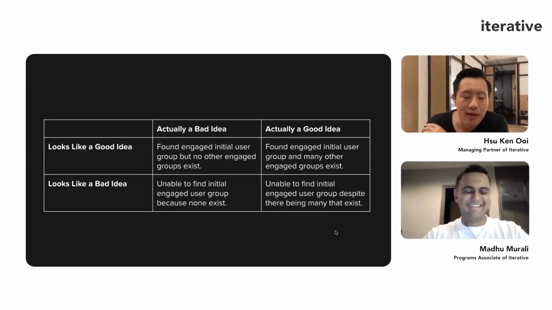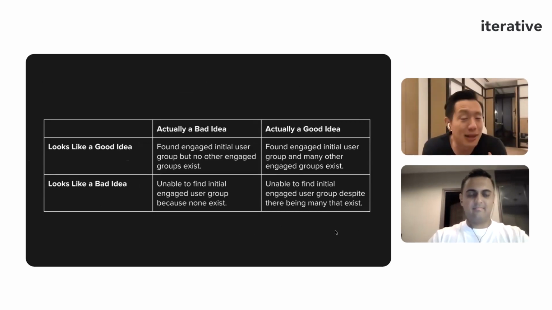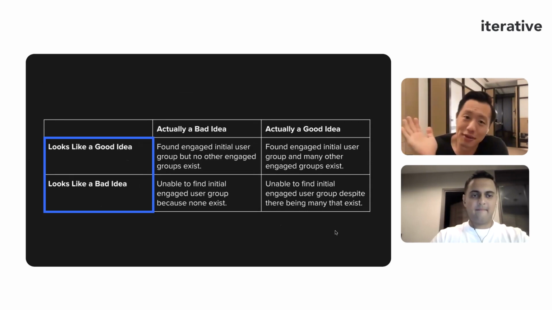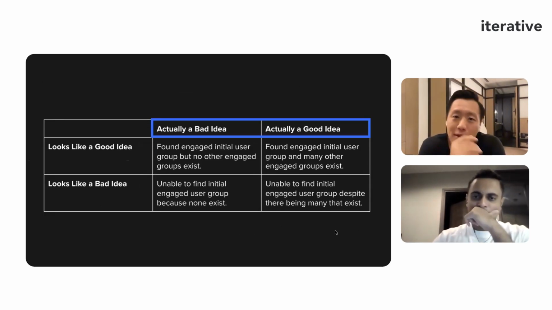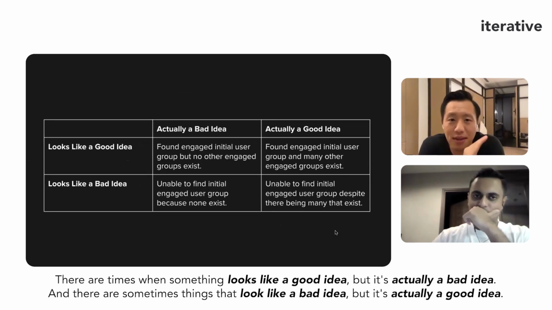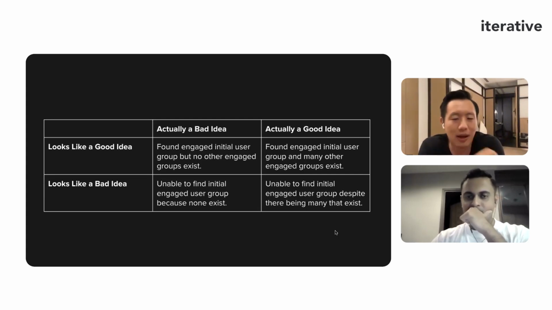Okay, let me explain this 2x2. On the left, ideas that look like good ideas. And then on the top, whether ideas are actually good ideas. The point I'm trying to make here is there are times when something looks like a good idea, but it's actually a bad idea. And there are times that things look like a bad idea and are actually good ideas, which maybe is like Airbnb, right? You want to be careful about which one you think you're in.